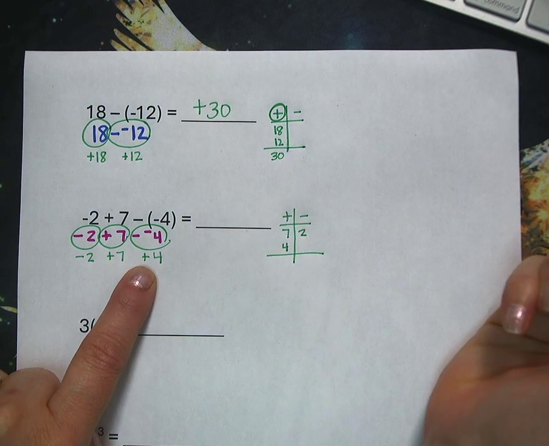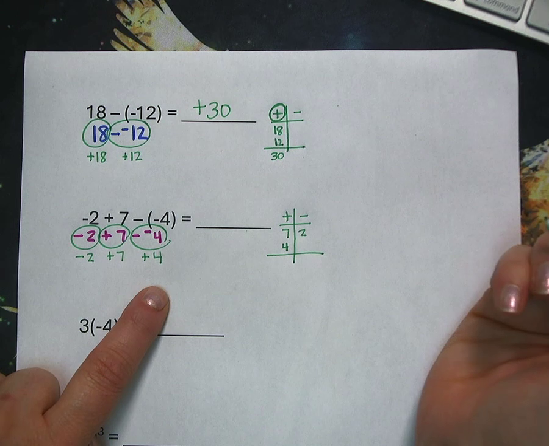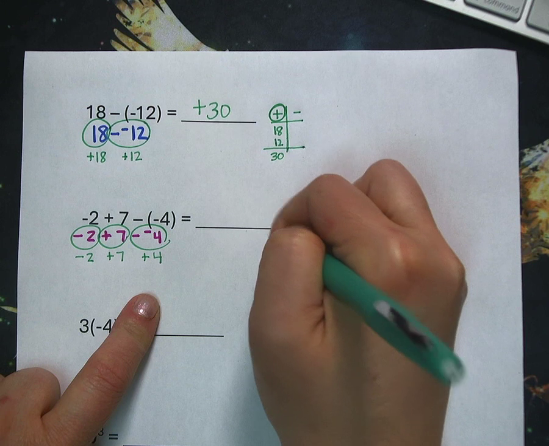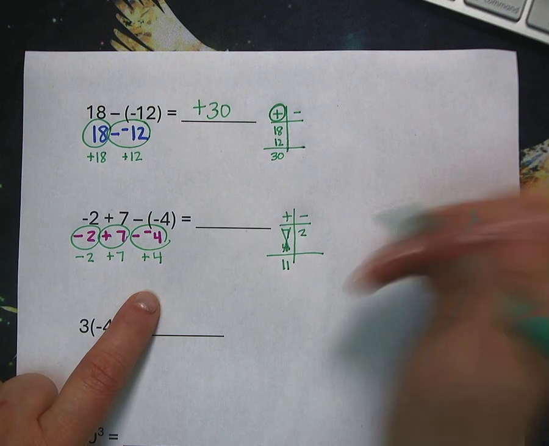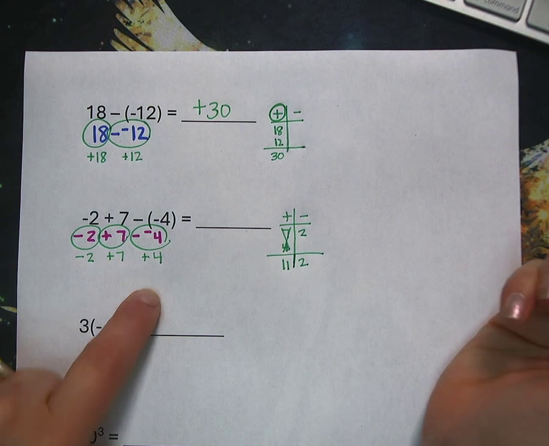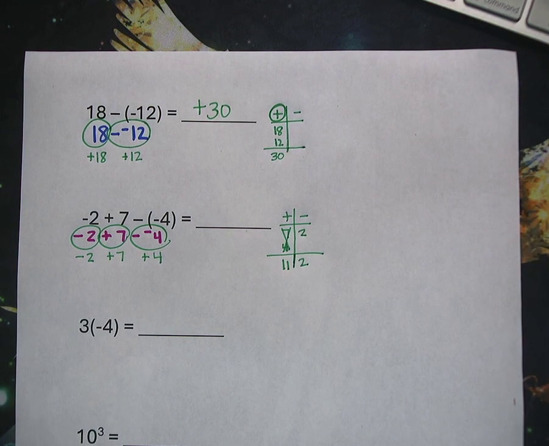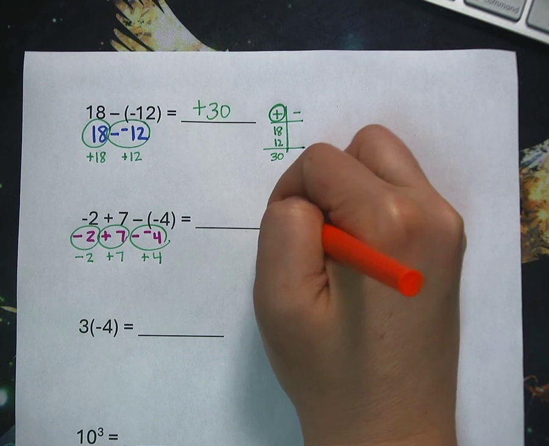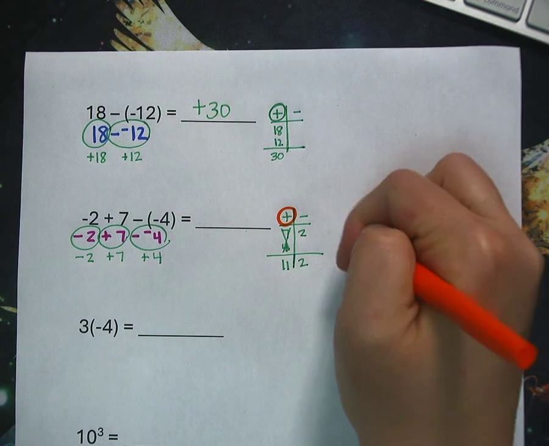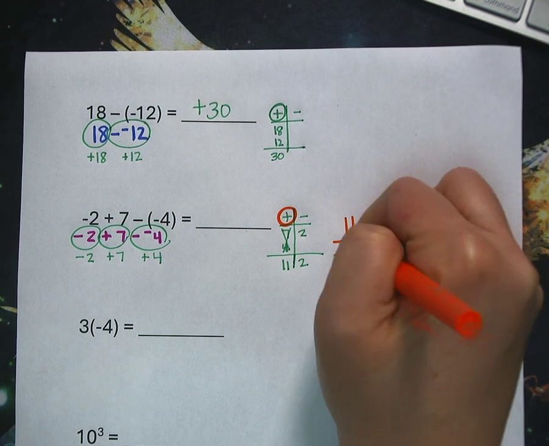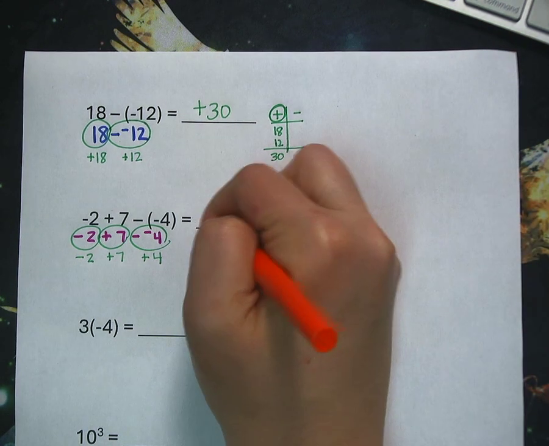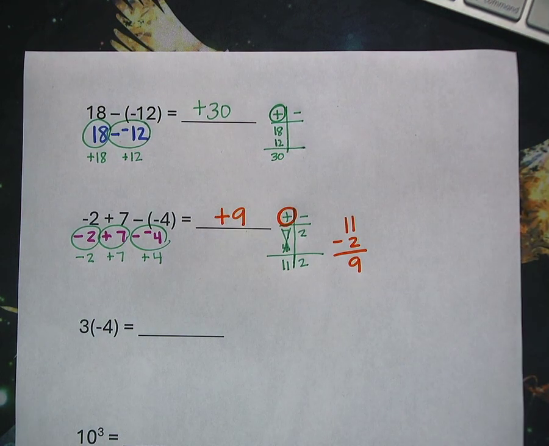So before I start solving, I need to put all my team positive players together. If I had 7 and I had 4 more players, that's a total of 11, and I can get rid of those original numbers. So now I have 11 players on team positive, 2 players on team negative, and I ask myself, which team has more players? Well, positive. So positive is going to overpower my team negative, so I'm going to subtract different teams. 11 minus 2 is 9, and again, more players on team positive, so that was a positive 9.